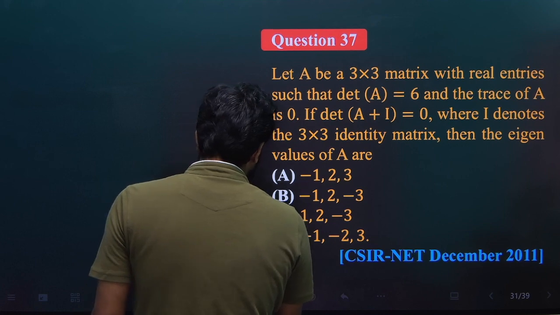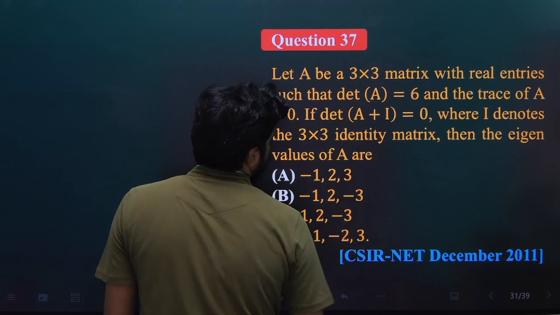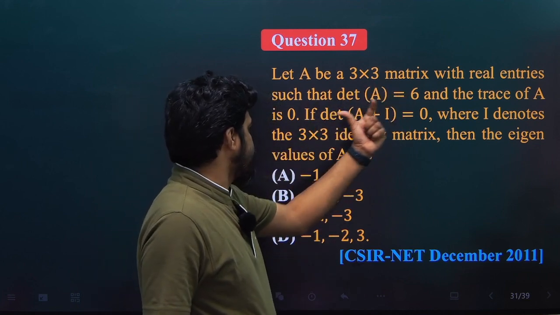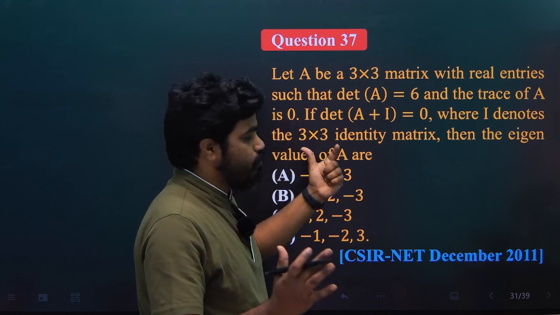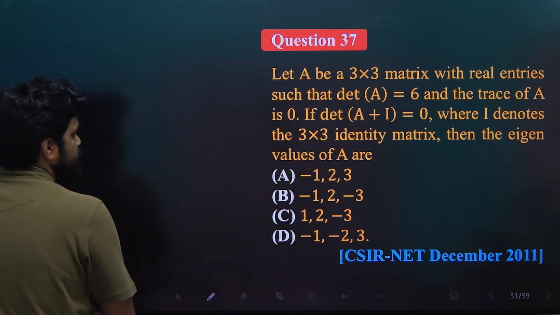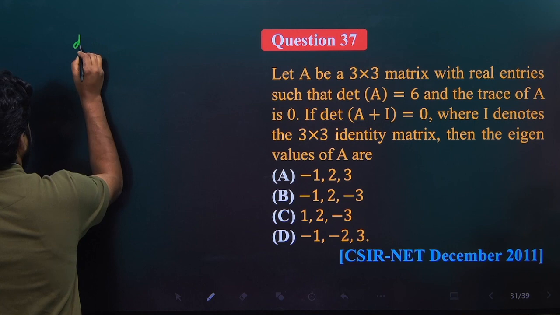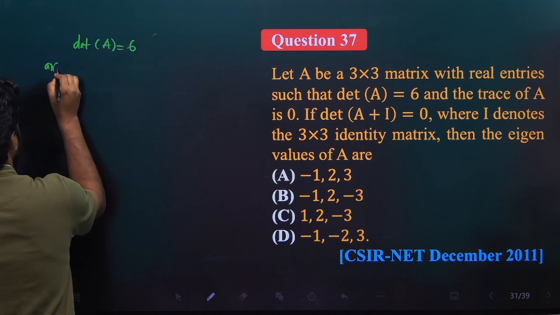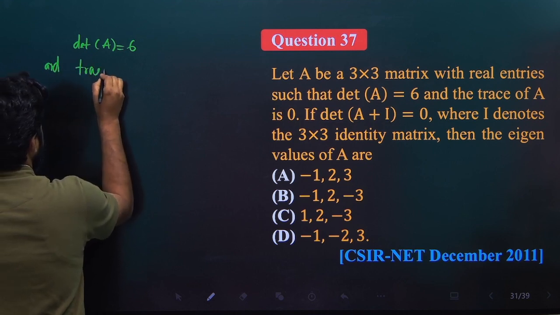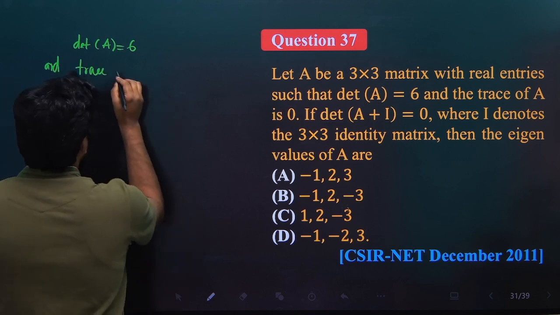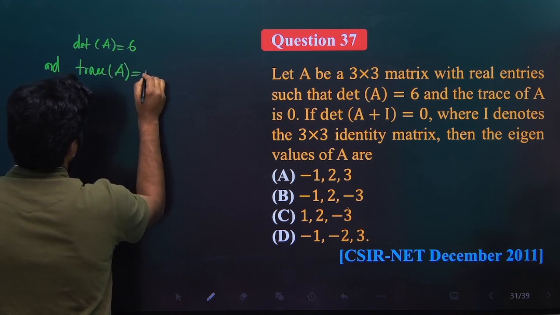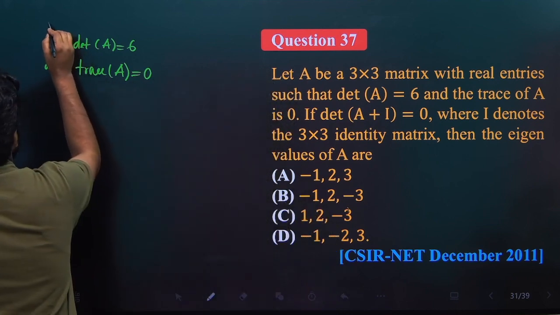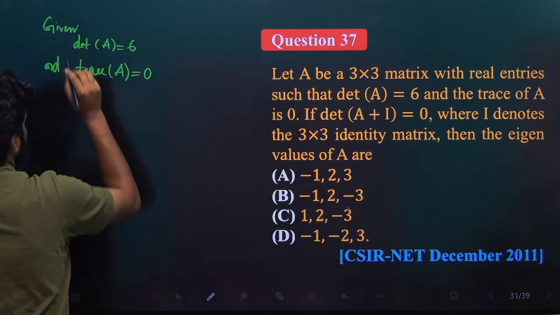What is given? Determinant A is 6. Determinant means product of the eigenvalues, so the product of the eigenvalues is 6. And trace A, trace means sum of the eigenvalues, so that is 0. So basically it is given that determinant A is 6 and trace A is 0. So this is given.